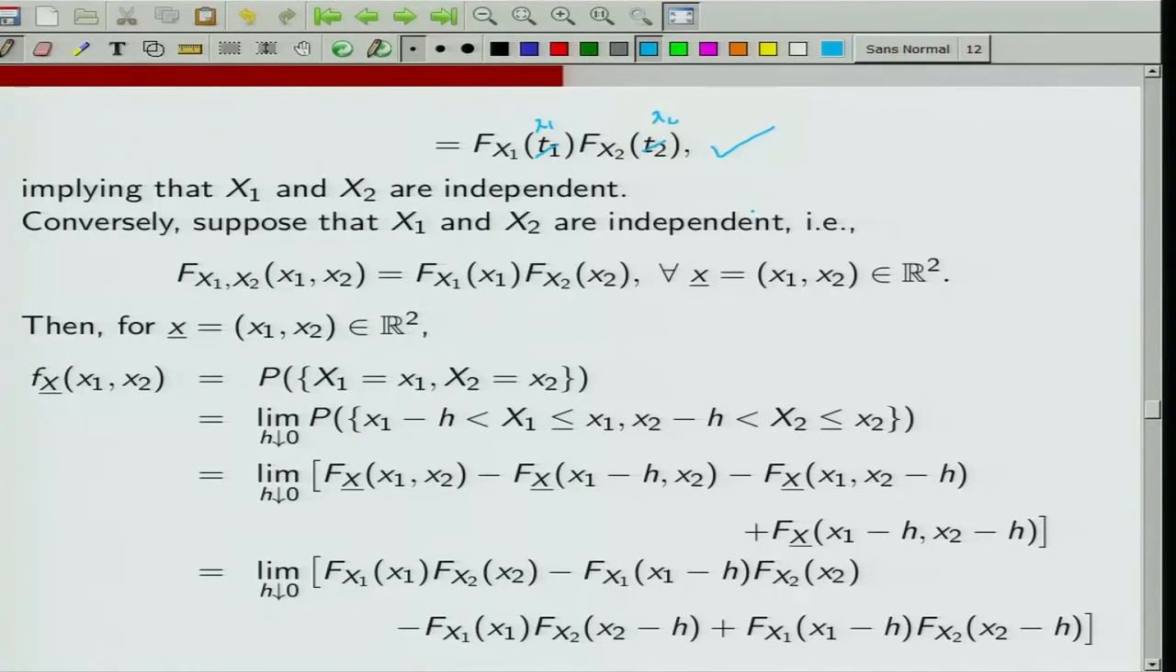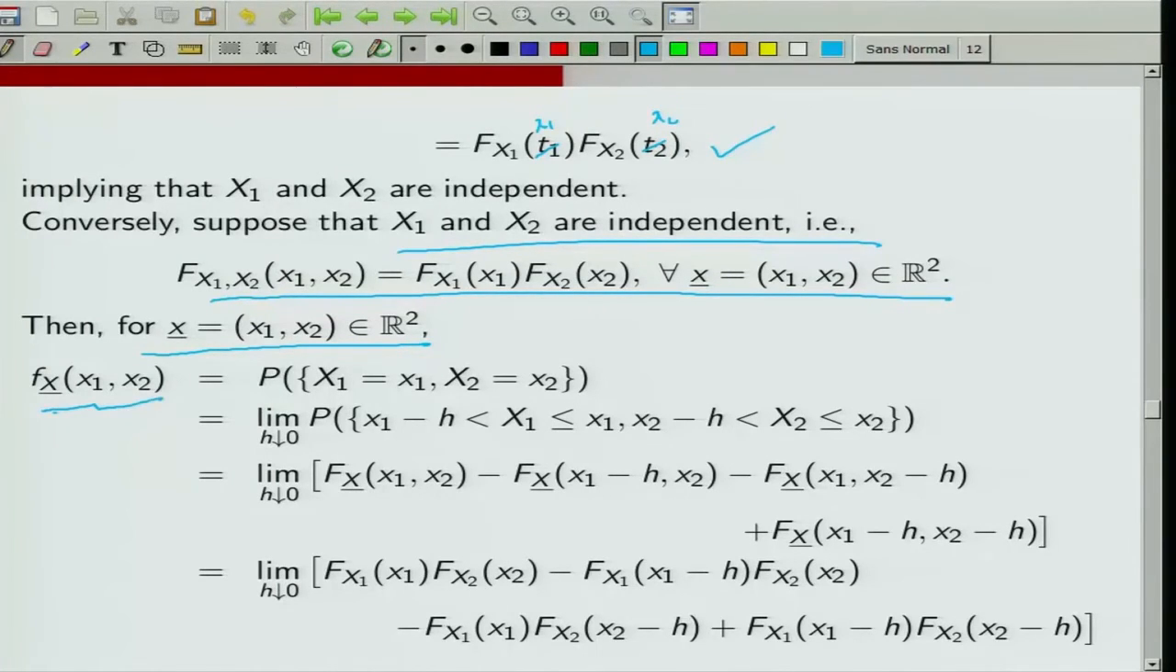Now, suppose that X1 and X2 are independent. I have to show that the joint probability mass function is the product of marginals. If X1 and X2 are independent, then by definition their joint distribution function is the same as the product of marginals. So, for (x1, x2) belonging to R^2, the joint probability mass function f_X(x1, x2) is the same as the probability X1 is equal to x1 and X2 is equal to x2.